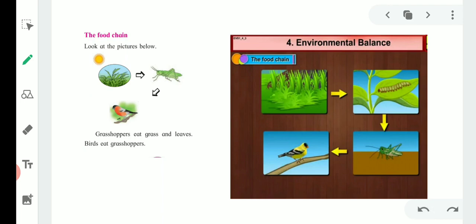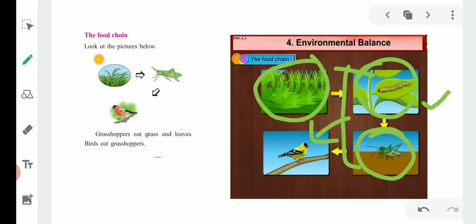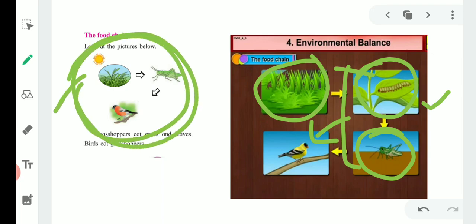Then in this picture you see that some grass is eaten by the caterpillar or by the grasshopper, and they both are eaten by the bird, which means this is a food chain which is continuing in the environment.